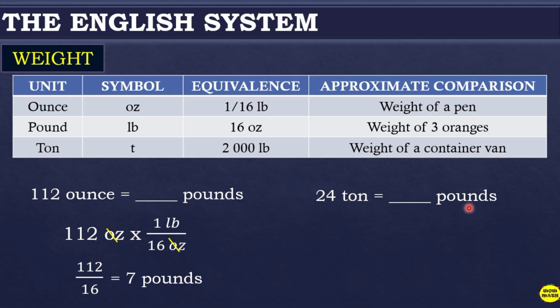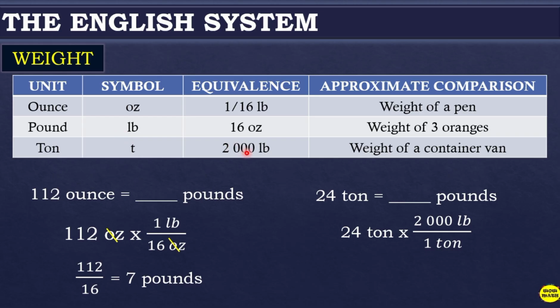Okay, so how many pounds then ang hinahanap natin? Okay, so tons and pounds. So ito siya. Ito yung pair natin dyan. Okay, so copy your given, 24 tons. And then, since tons ito, dapat tons din yung nasa baba. Okay, so ang pairing natin is tons and pounds. So tingin ka sa table, tons and pounds.